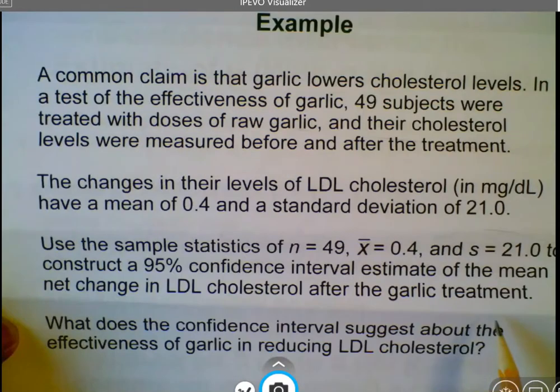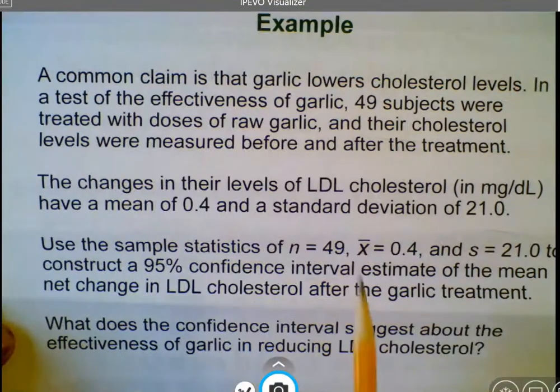After you finish constructing that confidence interval, decide what the confidence interval suggests about the effectiveness of garlic in reducing LDL cholesterol. This is enough information to plug into StatDisk and let StatDisk find your confidence interval. We'll do that next. But first, I need to teach you more about the symbols and the values you need to construct it by hand. So let's do that now.